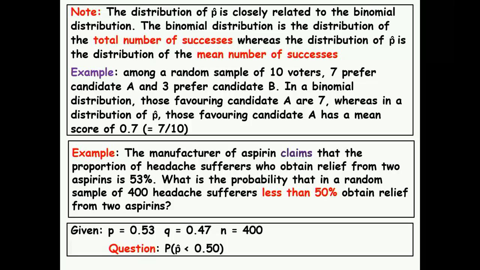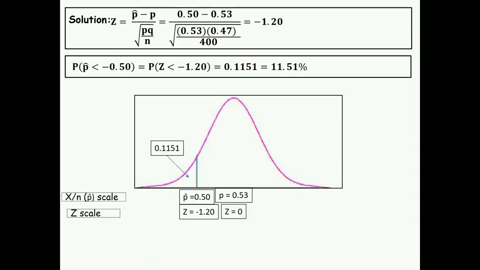We apply the formula: P hat minus P, divided by the square root of PQ divided by N. Let us apply that formula. So the same thing you see, P hat scale, Z scale. I calculated 0.50 minus 0.53. The probability is 11.51%. Now, my question is, what do you say about the claim? Do you refute the claim or do you accept the claim? What do you say based on what I said in the previous slide?